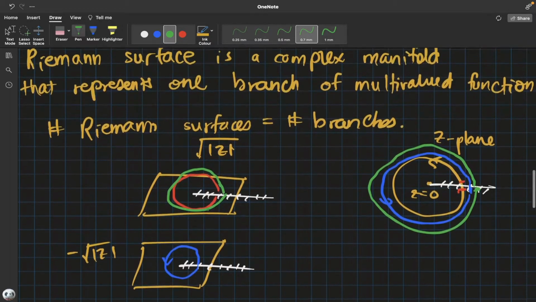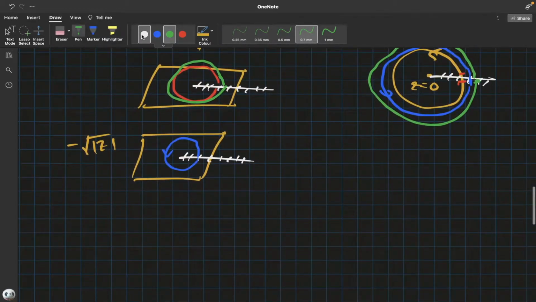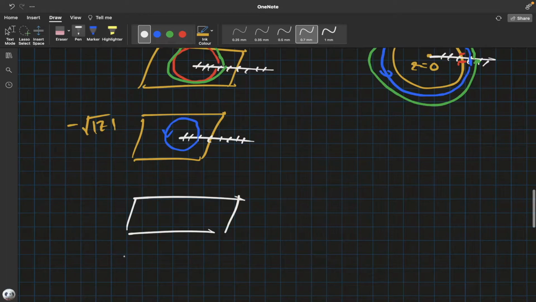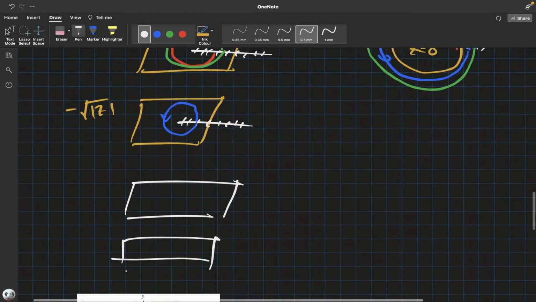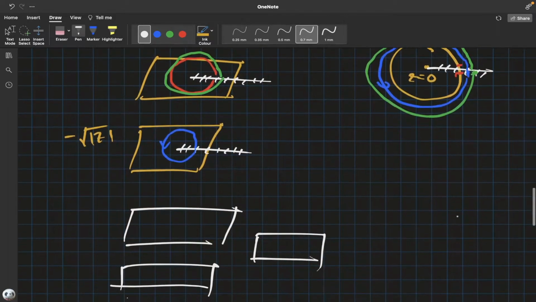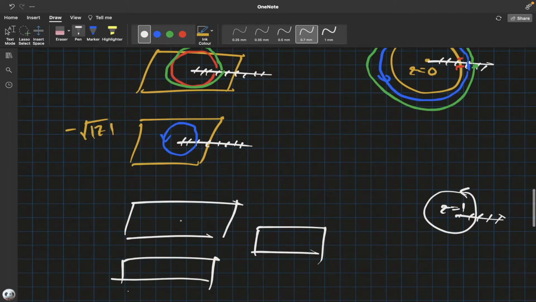But probably a better example, and we can do this for the cube root as well. We have three Riemann sheets. Maybe have them like this, and maybe when we go around, z equals 1. Denote the branch cut in all of those, because it's important. It tells you when to jump.